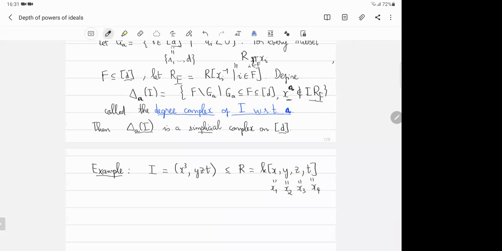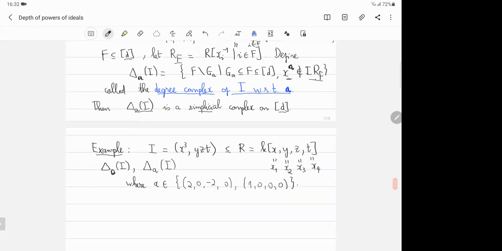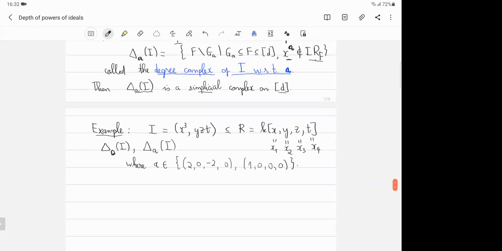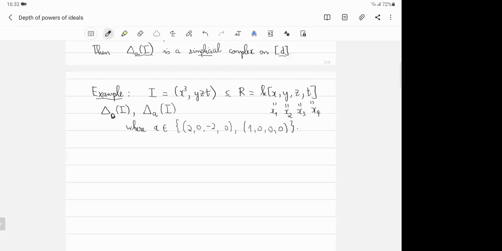So okay, let's try to compute the degree complexes delta 0 of I and delta a of I, where a is either of the following vectors: 2, 0, -2, 0, and 1, 0, 0, 0. And by this vector 0, I mean the vector with all components 0. So we try to compute these simplicial complexes.